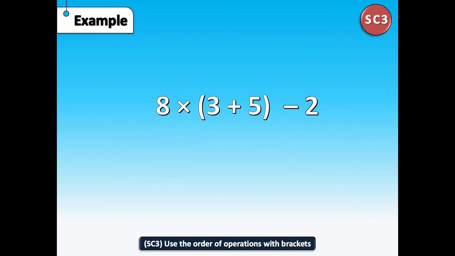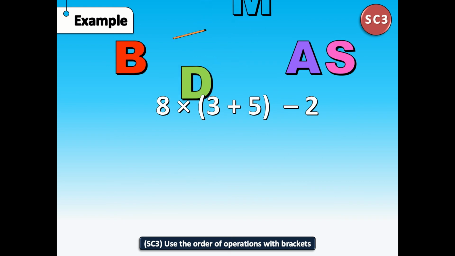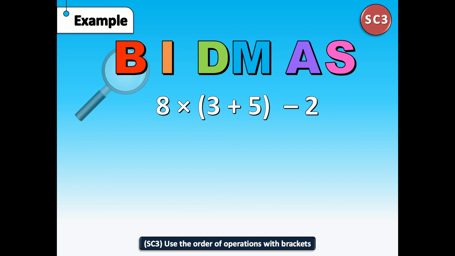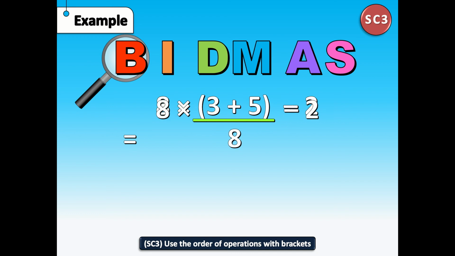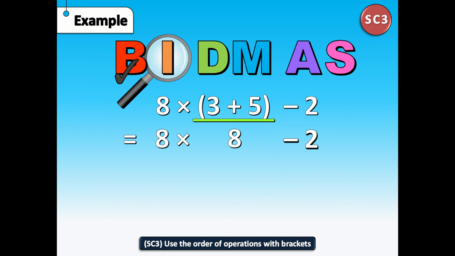So let's have a look at this question. Again, we're going to use BIDMAS, and we've got brackets, so we need to do that first. So 3 plus 5 is 8, and we bring everything else down, keeping it in that order. There's no indices.